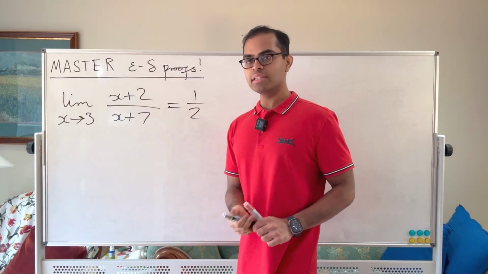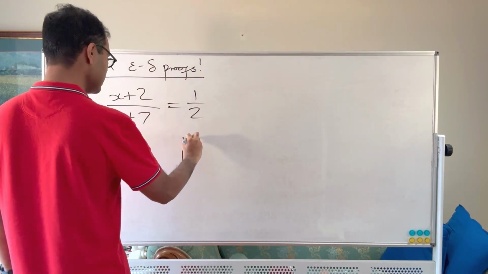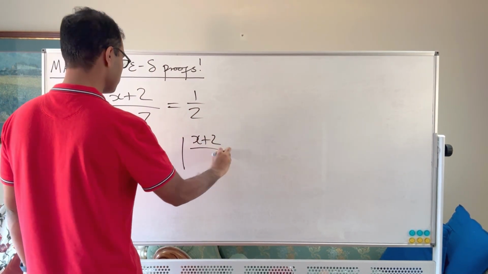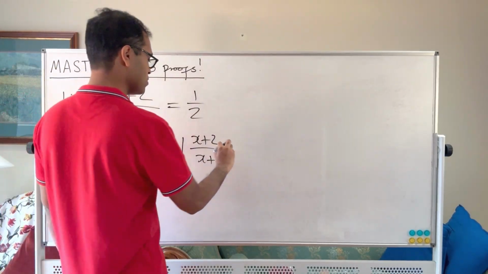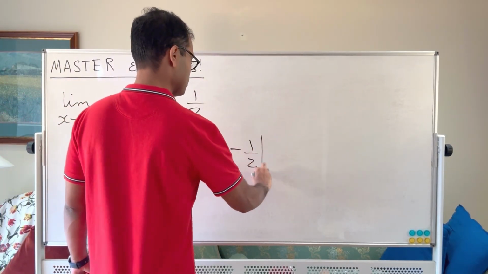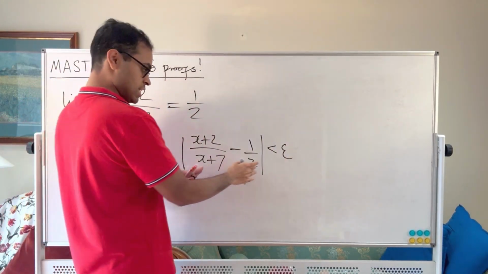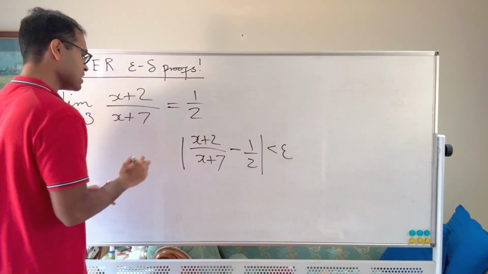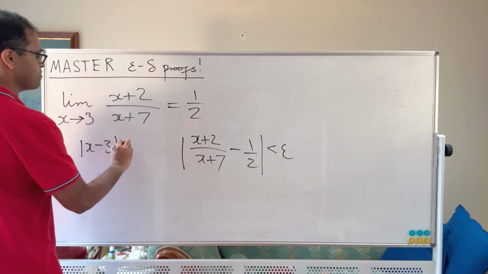All right, so let's get into this limit now. It's the same game. We want this expression, (x plus 2) divided by (x plus 7), with the absolute value as a distance as usual. So we want this minus a half to be less than epsilon. We want to ensure that this expression is less than epsilon as long as x is sufficiently close to 3. How close to 3, that's what we have to find out.